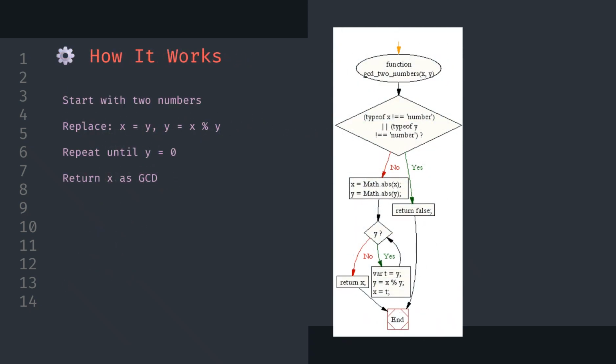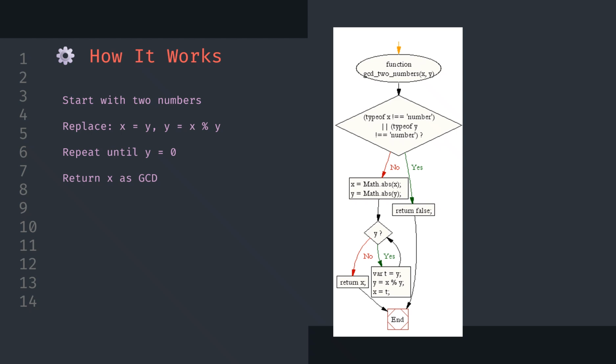This is how the Euclidean algorithm functions. You repeatedly take the remainder of the division, reassign, and loop. Once the second number hits 0, the first number is your GCD. Let's apply it a couple of times.